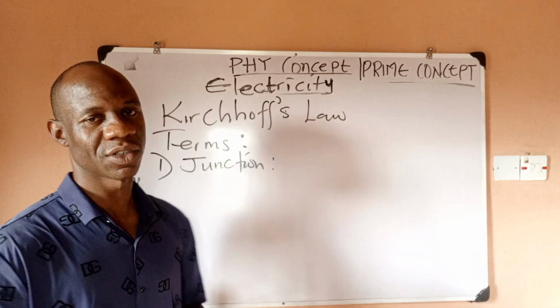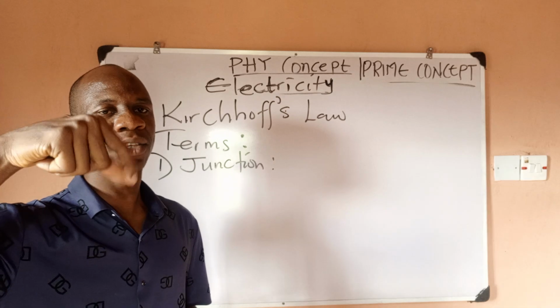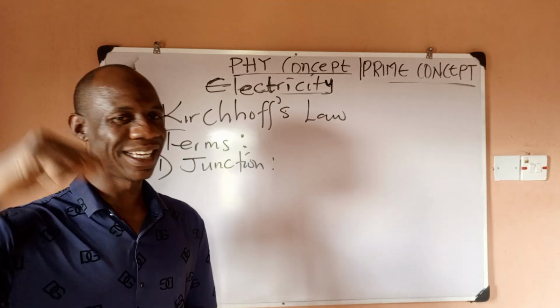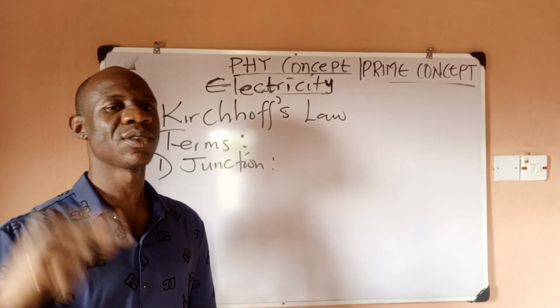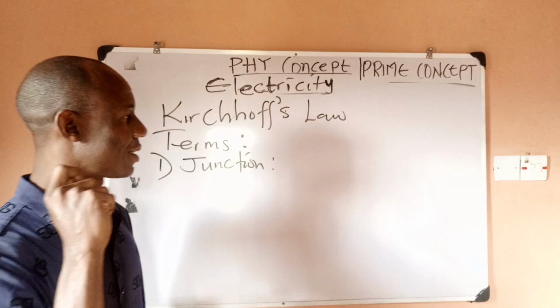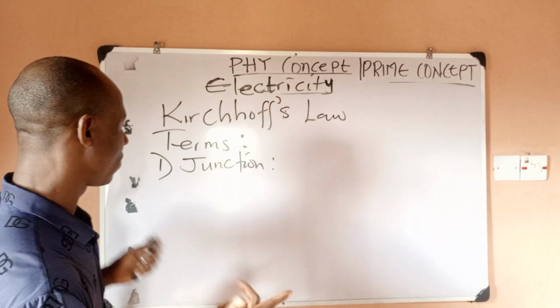Now, what is a junction? A junction in a circuit is a point where three or more wires meet. Take note, a junction is a point in a circuit where three or more wires meet. It has to be three or more that makes a junction. Now, what do we mean?